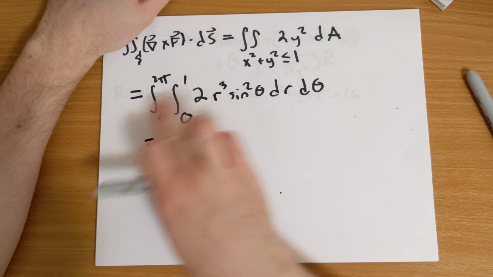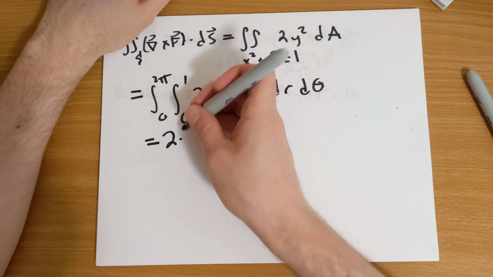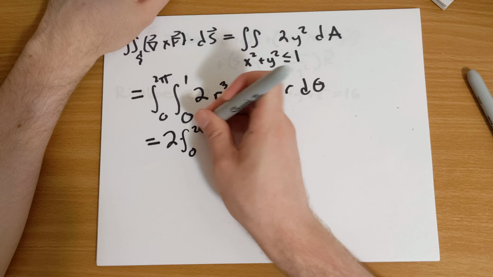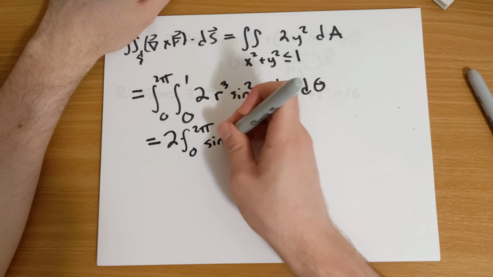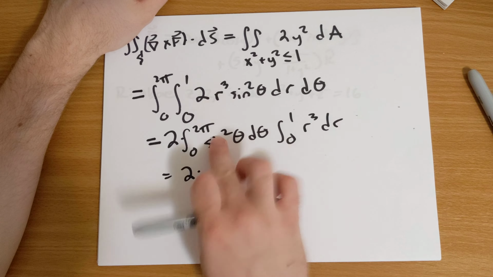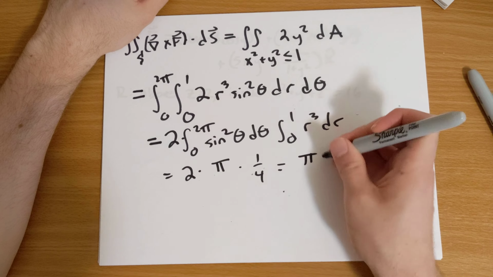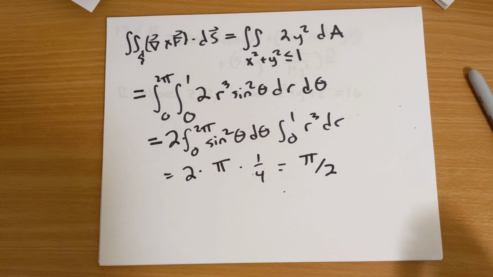We can move that 2 out in front, and factor this as the integral from 0 to 2 pi of sine squared theta d theta times the integral from 0 to 1 of r cubed dr. So I have 2 times, this gives us pi, and this gives us a quarter. So the final answer here is pi over 2.